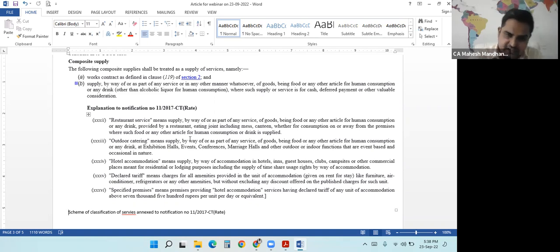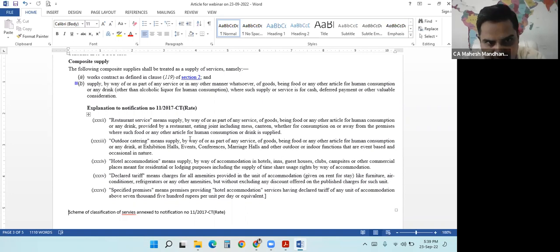It will not be liable to tax as a supply of service. This is the pre-GST scenario. But since Schedule 2 is now there, we do not want to challenge that Schedule 2. Let us accept that yes, it is a supply of service. But this restaurant service is something which is not digestible. Unless and until you provide certain other services, it cannot be treated as restaurant service.